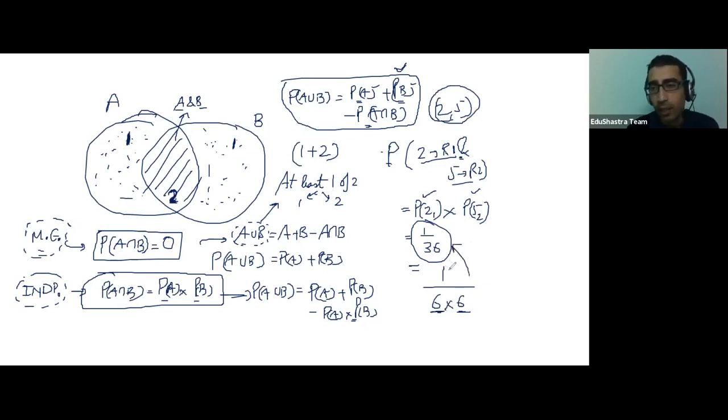You could have also done it like this, or understood that these are independent events and multiplied their probability. Let me know if this is clear, or if you have any doubts.